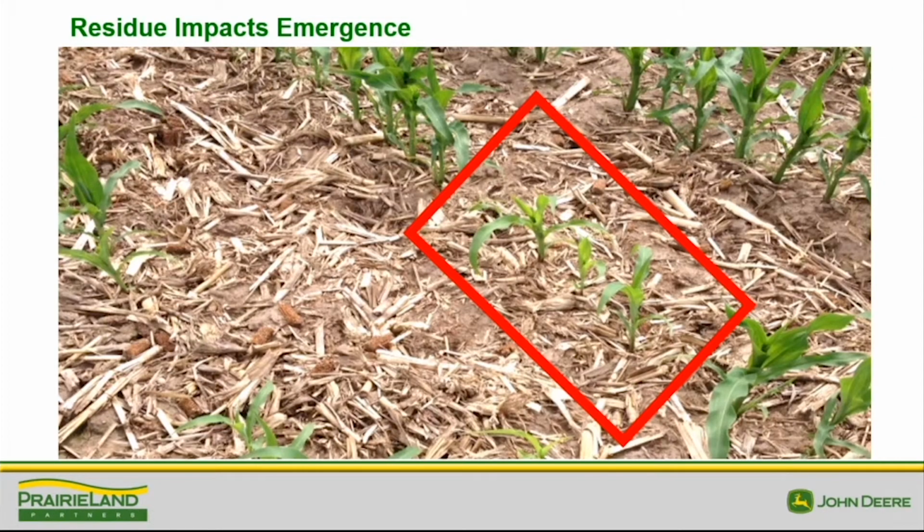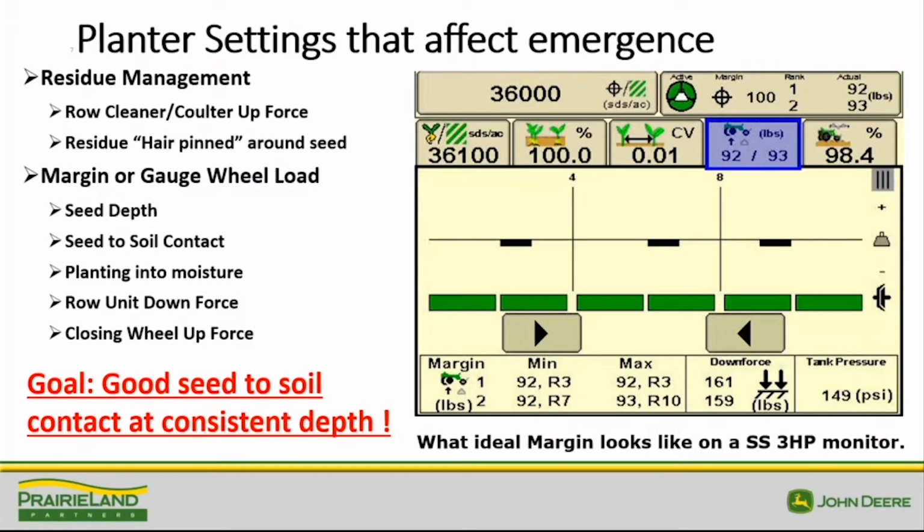Now, residue is our friend, but residue needs to get out of our way so we can plant. So what you see here is the three plants in the red rectangle came up late because they got planted in residue, and they probably had to wait for the next rainstorm for them to get germinated. So they're quite behind and may never catch up.